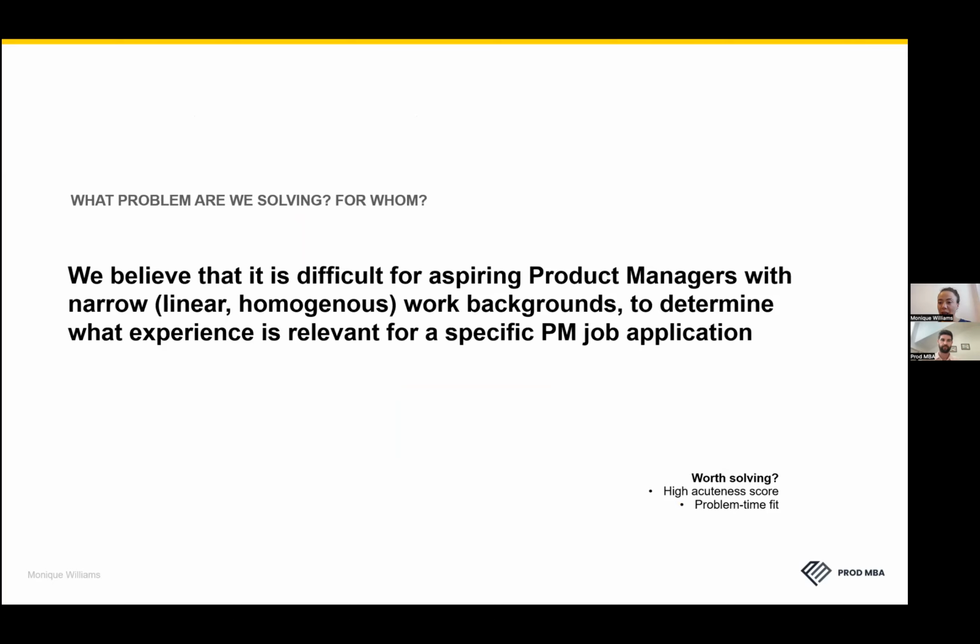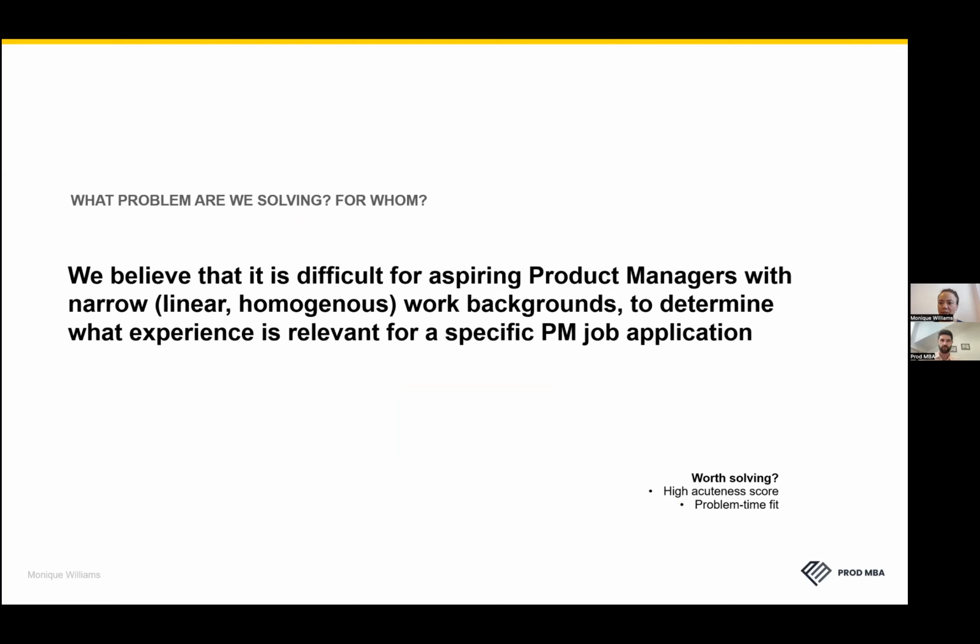So first we need to identify a problem. For my case study, I will be focusing on the following problem statement. We believe that it is difficult for aspiring product managers with narrow work backgrounds, in this case meaning linear or homogeneous career paths, to determine what experience is relevant for a specific product management job application.